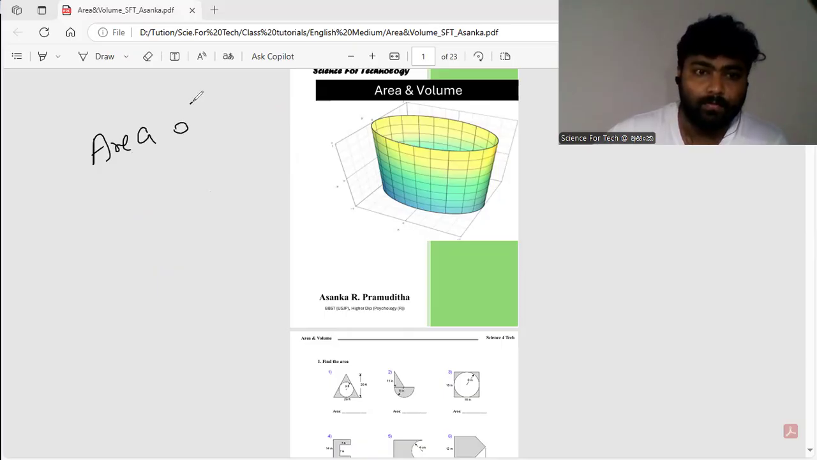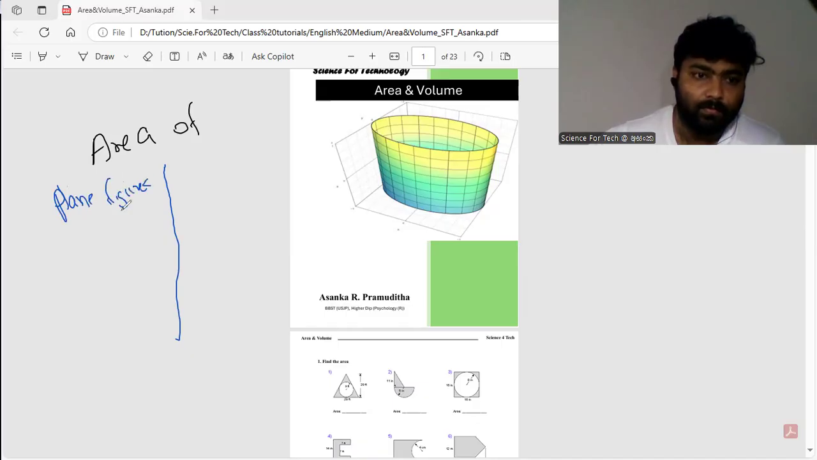Write the main subtopic as area of plane figures and solids. Then tell me, what are the plane figures? After that, let's see what the solids are.